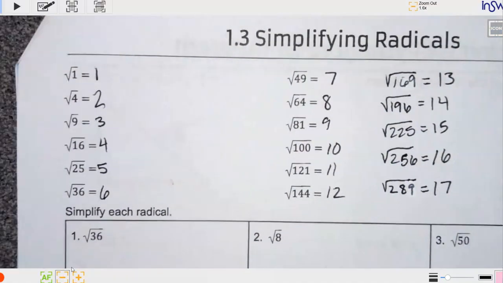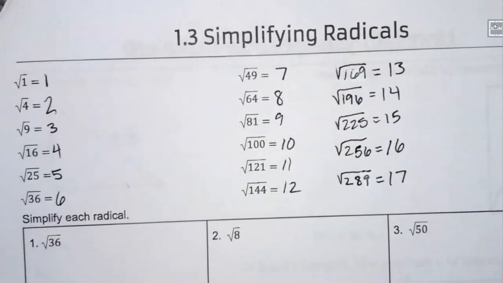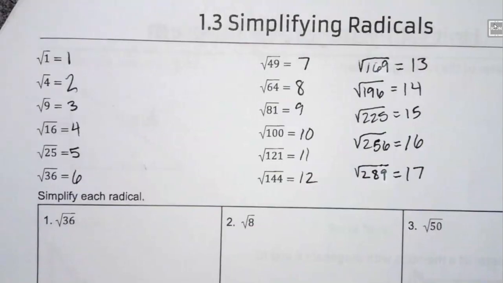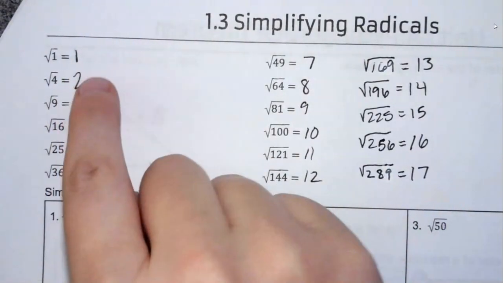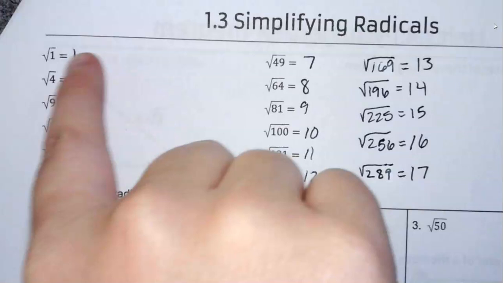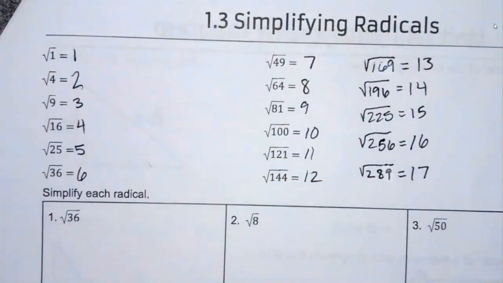All right, so this is 1.3. It's simplifying square roots. So if I take the square root of these numbers, the reason I write it like this, and I know a lot of times you see it where it's the other way around, where it'll say like 1 squared is 1, 2 squared is 4, 3 squared is 9.